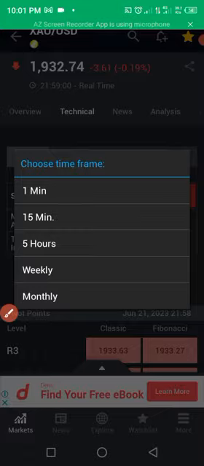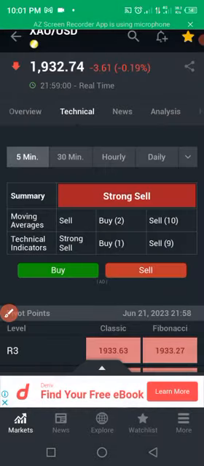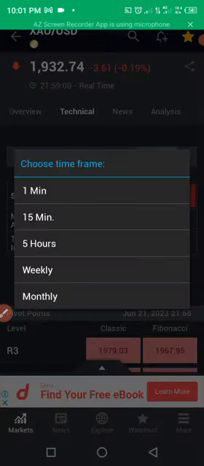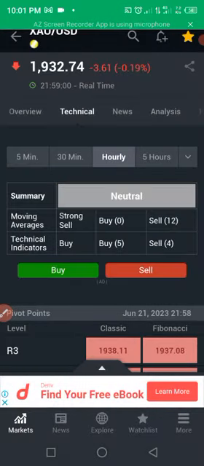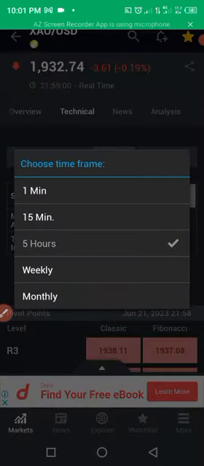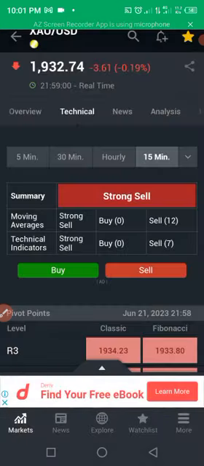So what do I do next? Let's say I want to trade this pair. I go to my daily. My daily is a strong sell. I go to my 4 hours, that is this 5 hours means 4 hours. You click on it. Strong sell. You go to your hourly. Hourly is not giving us a direction now. I go to 15 minutes. 15 minutes is giving us a strong sell. 30 minutes is giving us a strong sell. 5 minutes is giving us a strong sell.